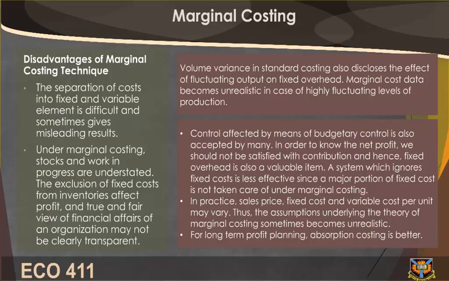In order to know the net profit, we should not be satisfied with contribution, and hence, fixed overhead is also a valuable item. A system which ignores fixed costs is less effective, since a major portion of fixed costs is not taken care of under marginal costing. In practice, sales price, fixed cost, and variable cost per unit may vary. Thus, the assumption underlying the theory of marginal costing sometimes becomes unrealistic. For long-term profit planning, absorption costing is better.